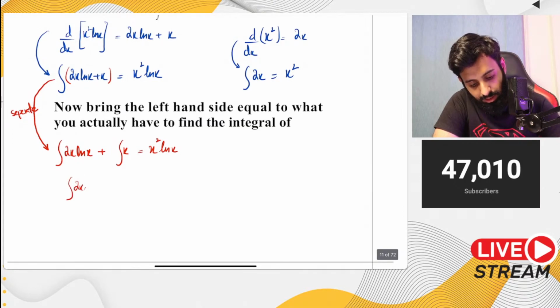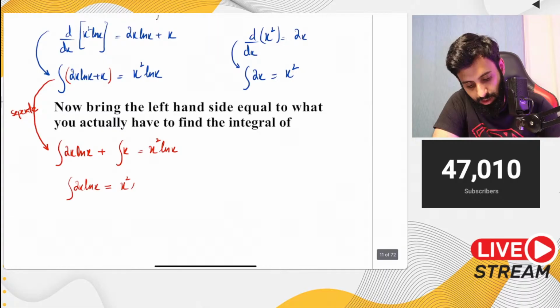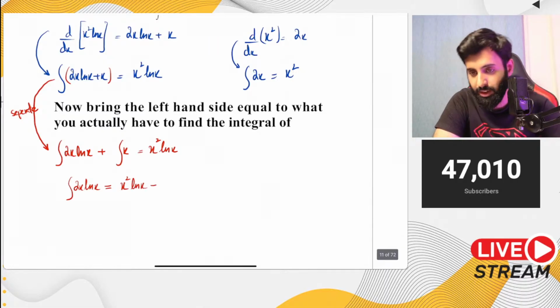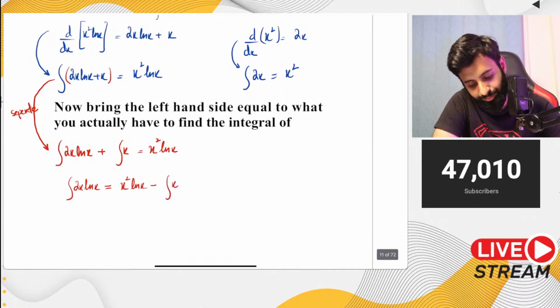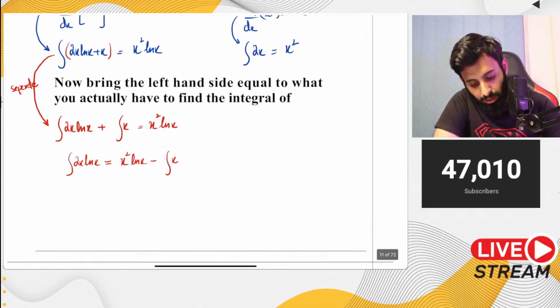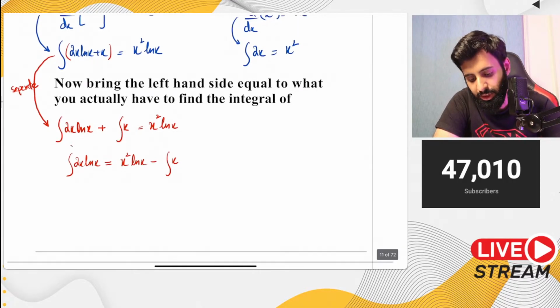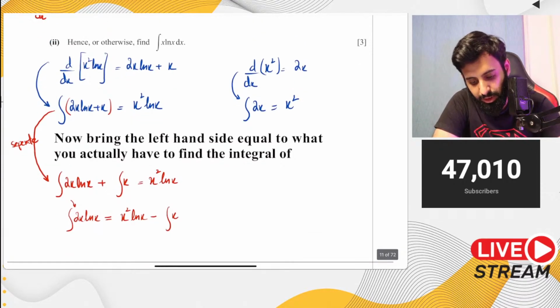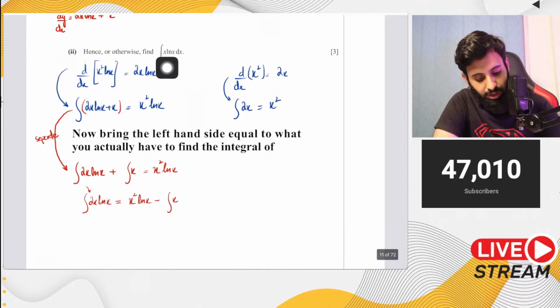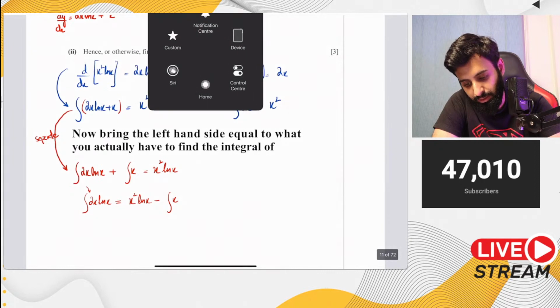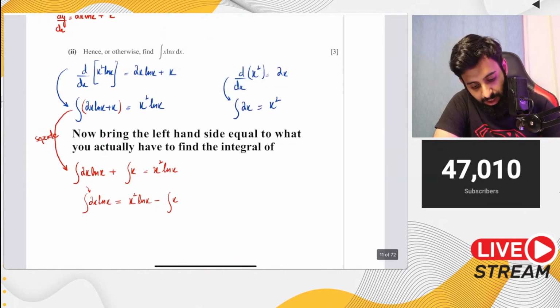2x ln x is equal to what? Is equal to x square ln x minus the integral of x. Okay, so we're almost there. Now this 2 we need to get rid of. Why do we need to get rid of this 2 here? Because notice that we have x over here and here we have 2x. So how do I get rid of this 2? In order to get rid of this 2, I divide this by 2.